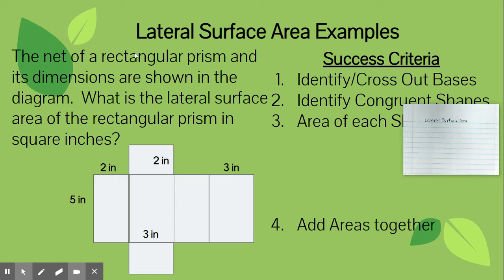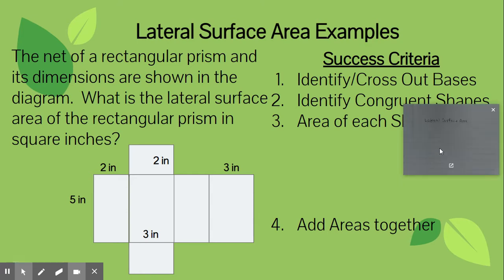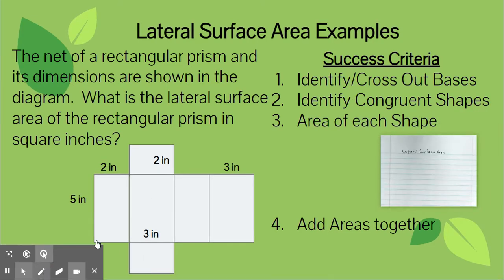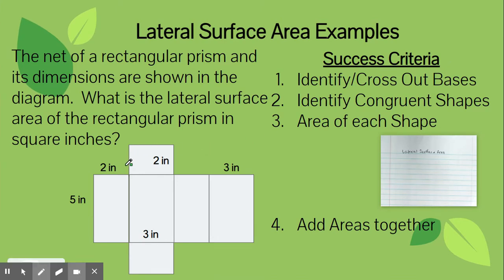Okay, so the net of a rectangular prism and its dimensions are shown in the diagram. What is the lateral surface area of the rectangular prism? Okay, so we want to identify what our bases are. So like I said, it's usually these two are our bases. If it's not marked what the bases are, then those are the bases. On the assignment today, I have it where the bases are shaded in, so you can identify what the bases are.